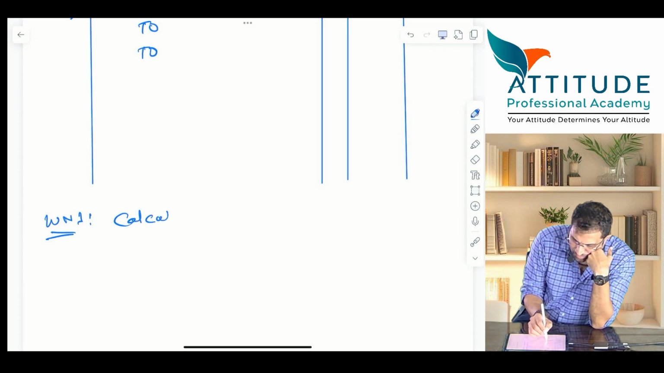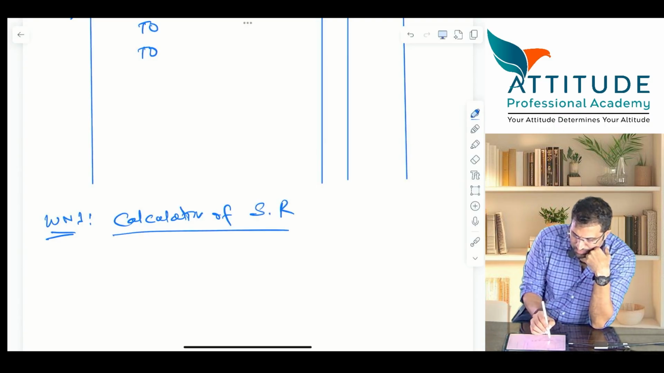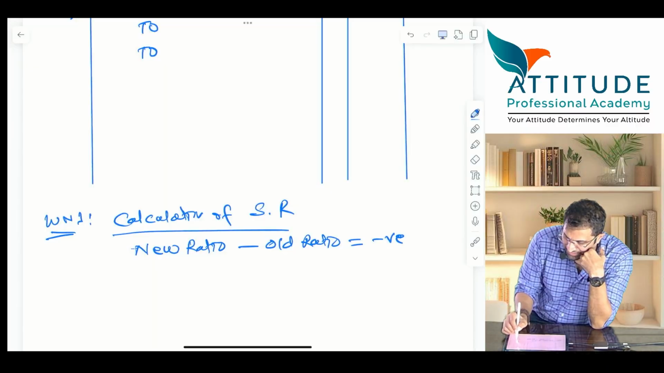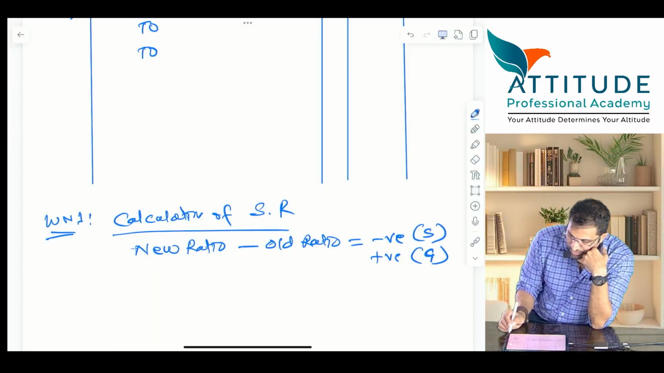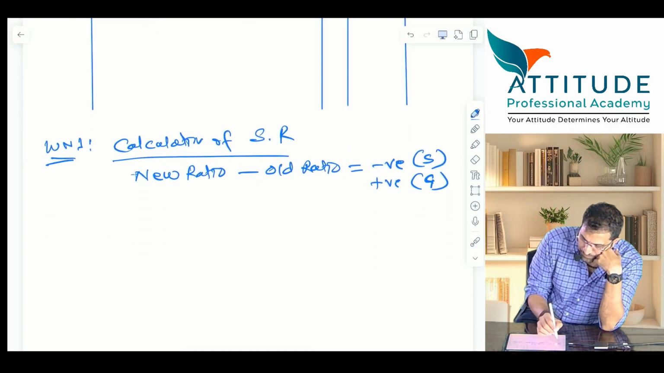Calculation of sacrifice ratio. Take it as new minus old. New ratio minus old ratio. If the answer is negative, sacrifice. If the answer is positive, gain. You don't put it as G, you put it as sacrifice and gain in proper way.